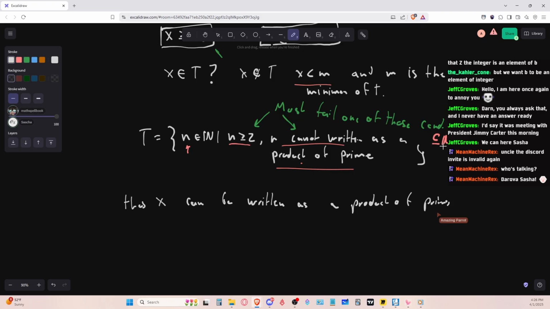So maybe let's say x is equal to p1 through pr, where the pk's are primes. Okay. Now we're very close. Now we have to find what hurts the hypothesis. What was the contradiction about that? So let's see. Thus, x can be written as a product of prime numbers. So it fails in that regard, right?